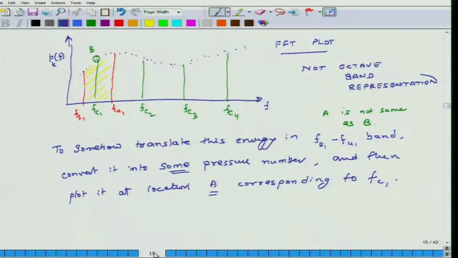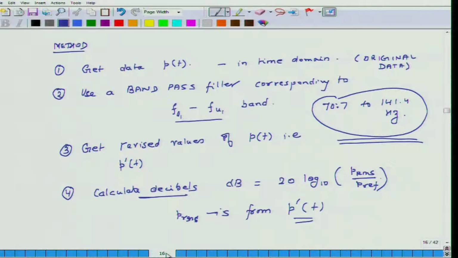So what have you done? You have right now done only for that band. Now you have to calculate for the next point. So how do you do it? You go back, so you take this P_RMS, so you calculate dB for A, this is fifth.